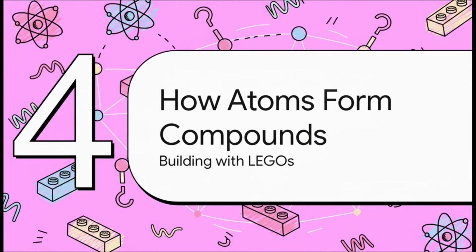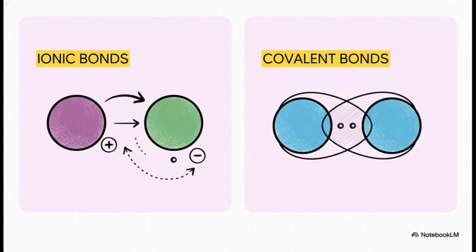Okay, we've got our elemental Lego bricks. We've got our instruction manual, the periodic table. So that brings us to our final section: how atoms form compounds. Let's see how we actually click these pieces together to build, well, everything. Turns out there are 2 main ways atoms get together. The first is an ionic bond. This is where one atom straight up gives an electron to another. This creates a positive and a negative ion, and just like tiny magnets, they stick together.